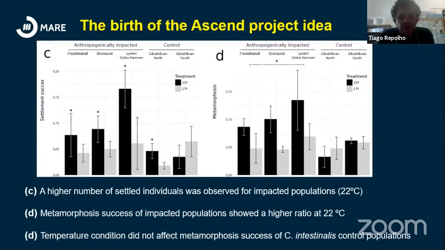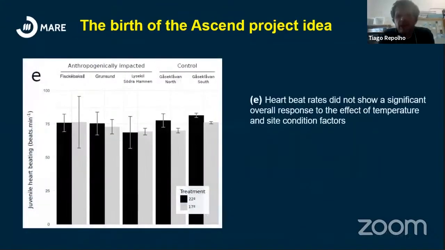In terms of settlement success, we observed a higher number of settled individuals in the impacted populations, again at 22 degrees. And the metamorphosis success of those impacted populations showed a higher ratio also at that temperature. The temperature condition did not affect the metamorphosis success of C. intestinalis on the control populations. The heartbeat rates didn't show any significant overall response to the effect of temperature or site condition. Site condition, so the anthropogenically impacted and the pristine.